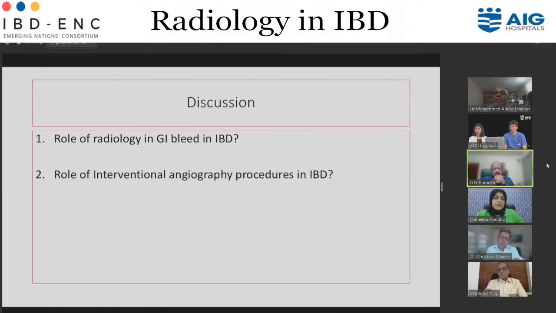And of course, the role of interventional angiography procedures also. Yes, sir. Definitely, it will help. That is a procedure of choice in the active bleed.